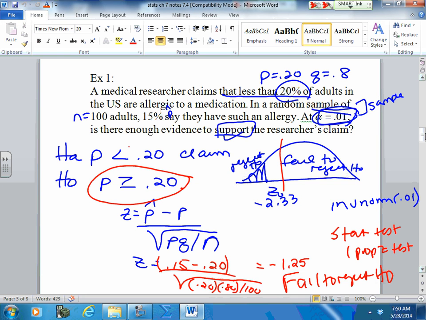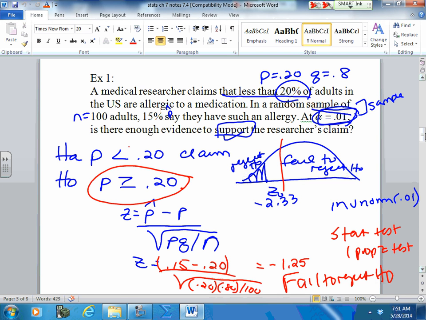So follow your chart. If your claim is your HA, and you fail to reject the H0, there is not enough evidence to support your claim that the mean proportion of adults allergic to medication is less than 20%. Okay? You fail to reject H0. You're good with this? Works the same exact way.